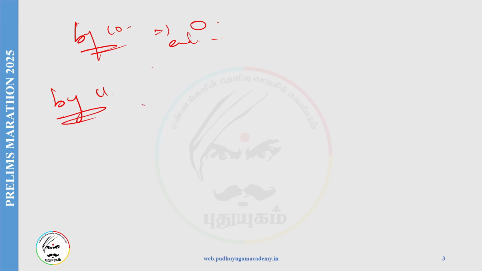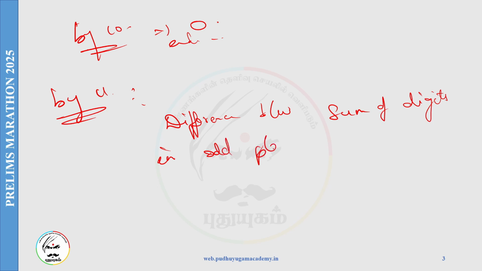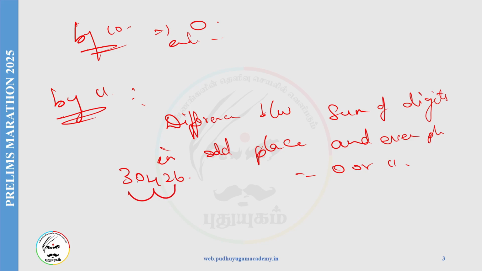For 11 it is quite interesting, right? The difference between the sum of digits in odd places and even places must be equal to 0 or 11, right? So taking 3, 0, 4, 2, 6, now 6 + 4 is 10, 10 + 3 is 13, right? And for the others, 0 + 2 is 2. So 13 - 2 is 11.